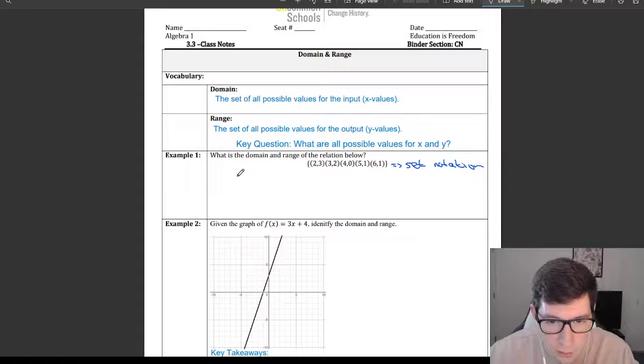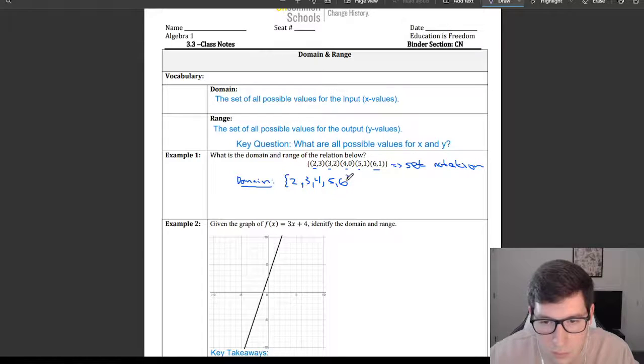And so, what is the domain and range of the relation below? Well, the domain, I know, are my input or my x values. So I'm going to take a look at what I've got going on here. And I know that for this domain, and again, I'm still going to use that set notation, I have 2, 3, 4, 5, and 6. Right? Because those are all my x values.